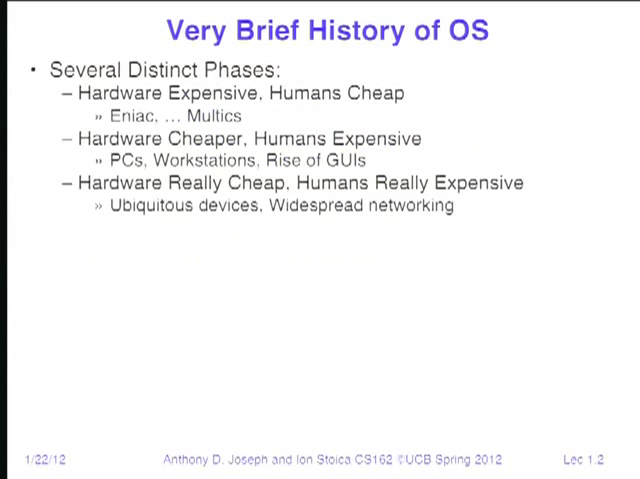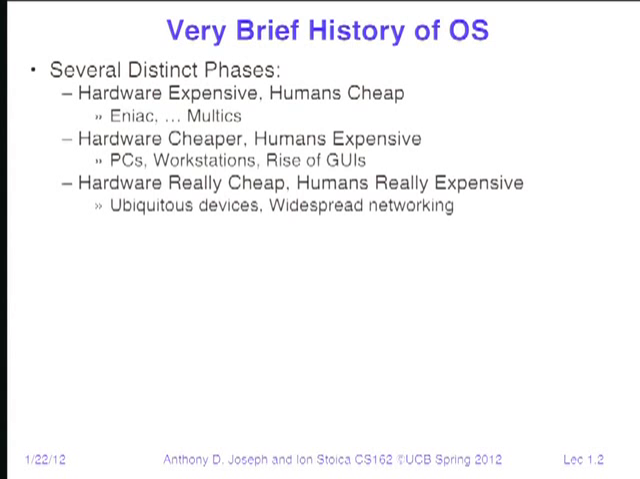Okay, so there were several distinct phases that operating systems went through, and this was really reflective of the cost structure of systems. So originally we start out with mainframes. They're incredibly expensive, tens of millions of dollars, and relatively speaking, people are cheap. Okay, so these are systems like ENIAC, System 360, System 370, and operating systems like Multics. All right. Next phase, hardware becomes a lot cheaper. So now we're talking about minicomputers that cost hundreds of thousands of dollars to millions of dollars, so at least an order of magnitude cheaper.